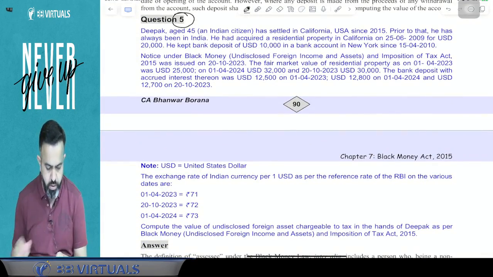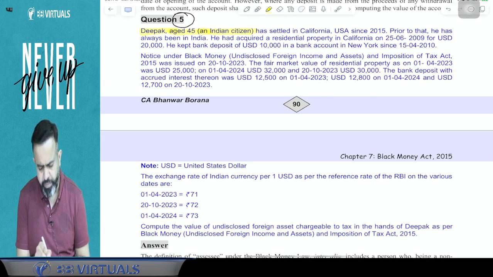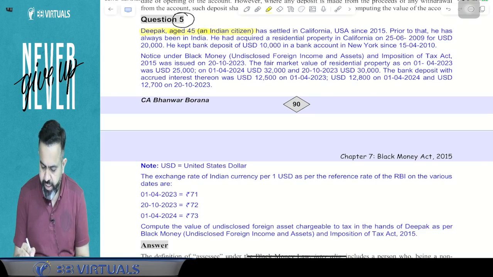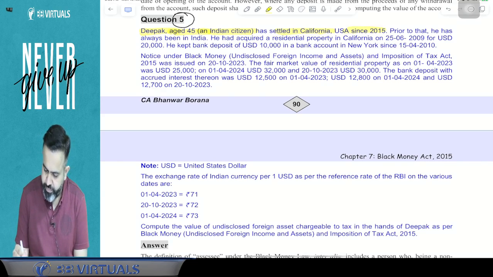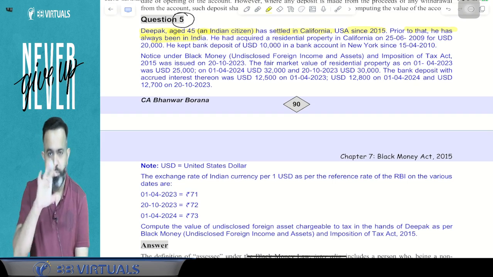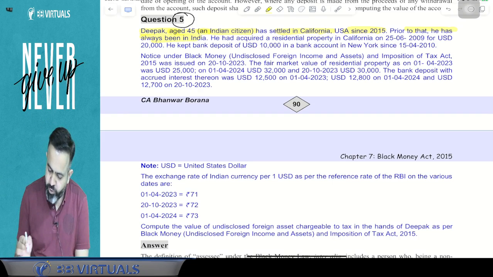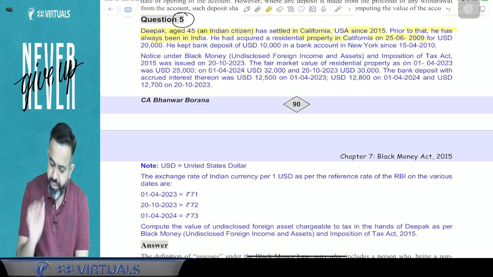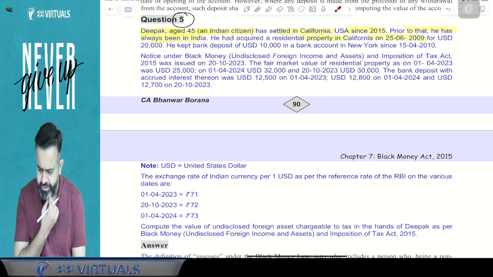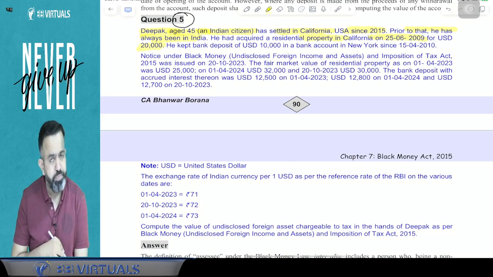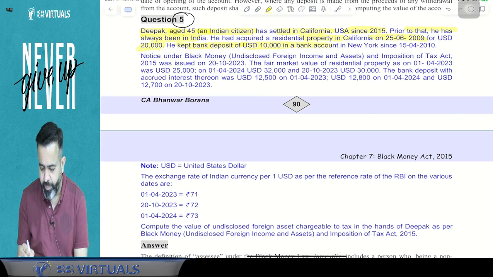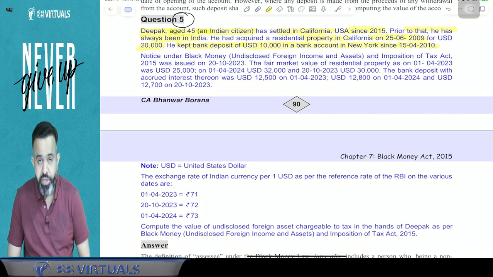Question number 5. Pay attention, everyone. There is one person, Mr. Deepak, age 45 years, Indian citizen, who has settled in California, USA since 2015. Prior to that, he was always in India. He is a non-resident now. He had acquired a residential property in California in 2009. Can I say that in 2009 he was a resident? That time he acquired the residential property for USD 20,000. He kept a bank deposit of USD 10,000 in a bank account in New York since 15th April 2010.